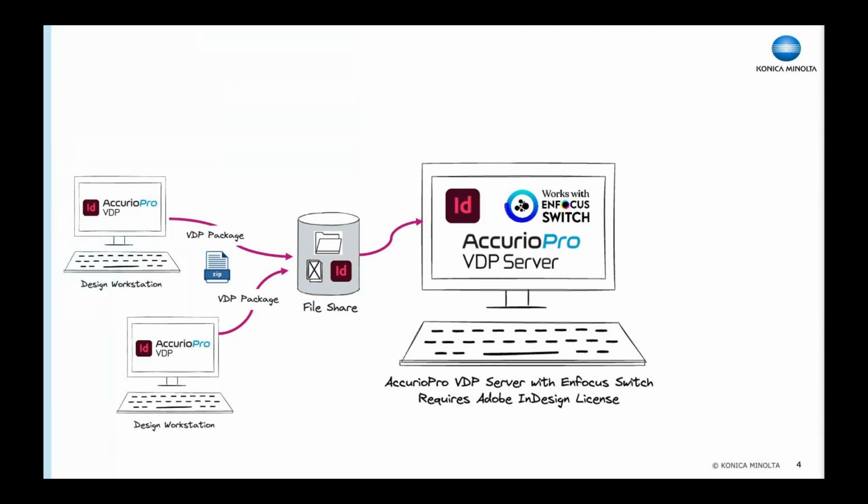On the workstations, we have, for example, a product called AccurioVDP Tagger. That gives you all the functionality of AccurioPro DB. It's unrestricted, but there's no direct output. So the way you submit the jobs is you package them and you submit those VDP packages, but it's an inexpensive option. You can load it on as many design workstations as you would like. And that really helps to reduce the overall cost of the system.